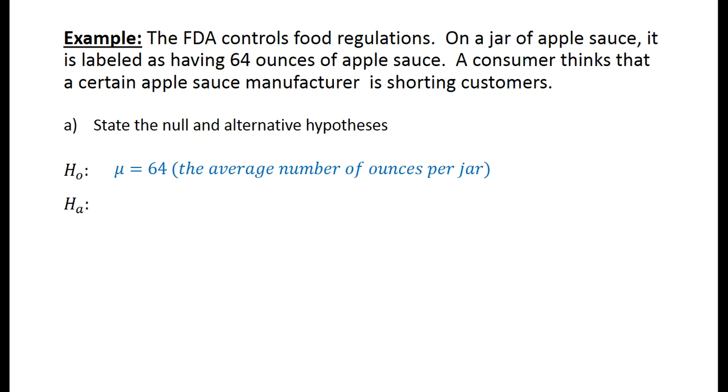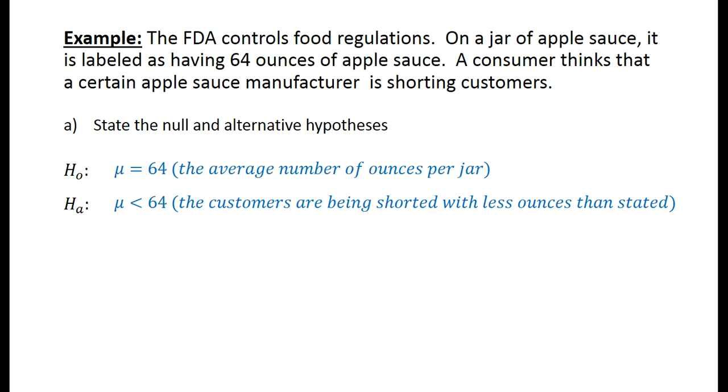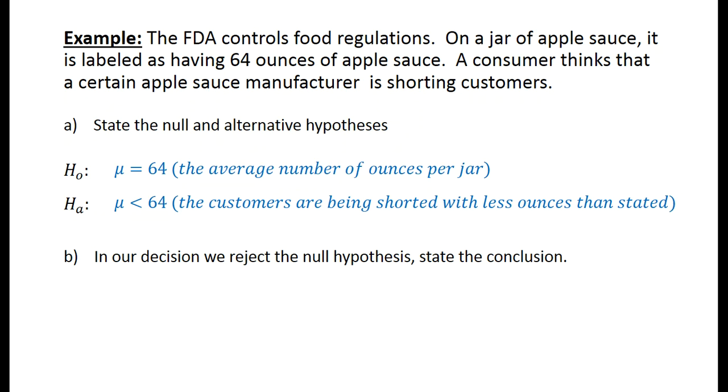For the alternative, now that we've nailed down our parameter mu, we know that we just have to figure out the sign here. So a consumer thinks that a certain applesauce manufacturer is shorting customers. So if it's shorting customers, that means that there's actually less applesauce than stated. So we'll put that as mu is less than 64. And again, I just put the wording back there, and that helps us when we write our conclusion.